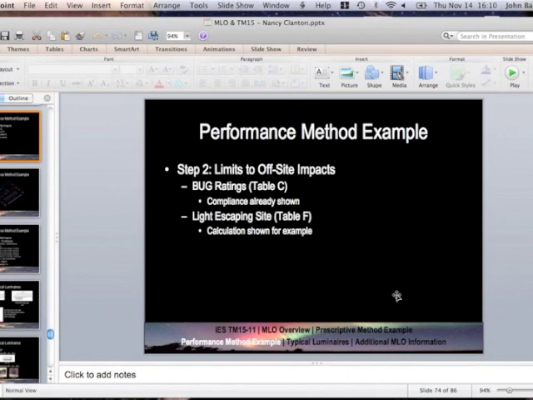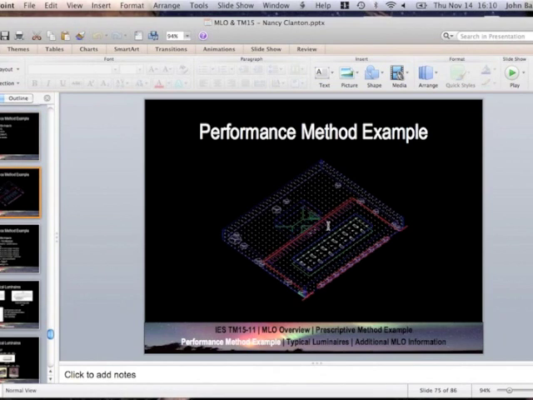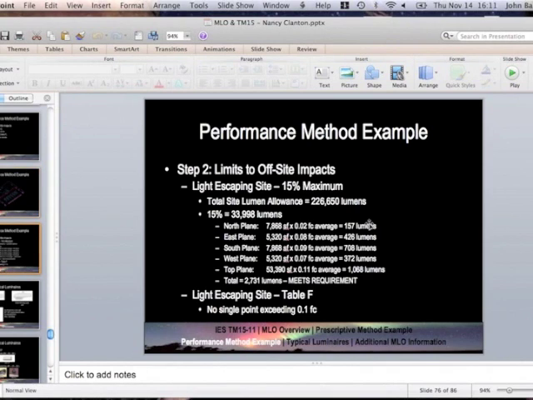Second thing, we have two different ways of going through the performance method to look for offsite impacts. We can either go by the BUG ratings or do the computer modeling with the light escaping the site. Here is an example of what the computer modeling would look like. You would take into account the building, the hardscape reflectances, and the building surface and all of its surface reflectances within it to see where that is.